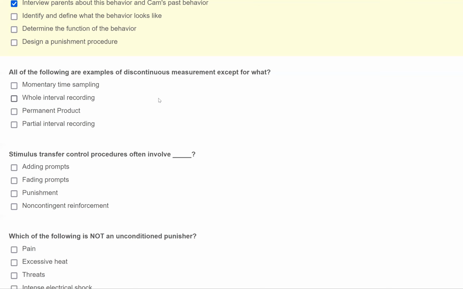It's another way you can remember it, okay? With momentary time sampling, whole interval recording, and partial interval recording, if we have a 3-hour session, we might only take data for 20 minutes. That's the idea of discontinuous measurement.